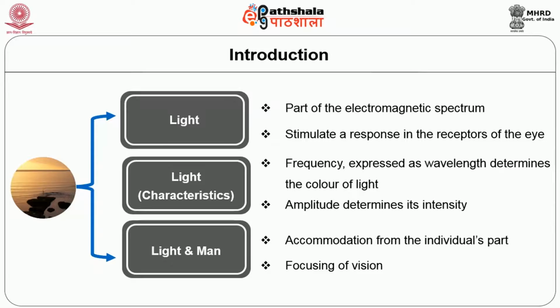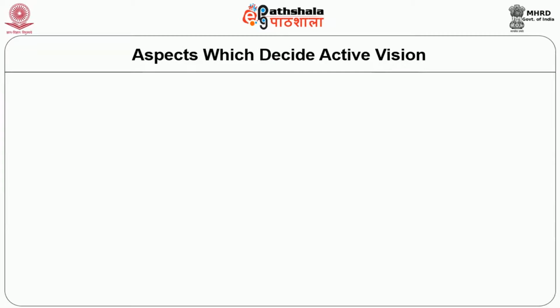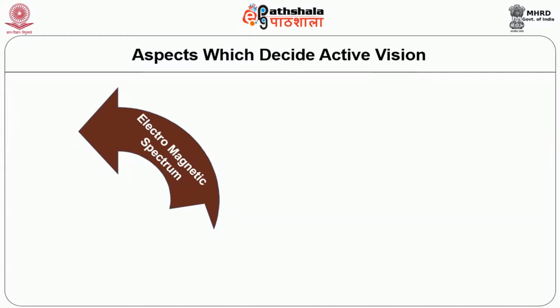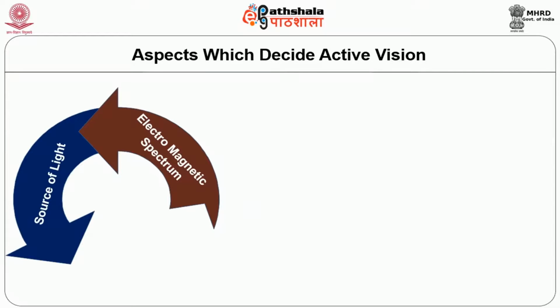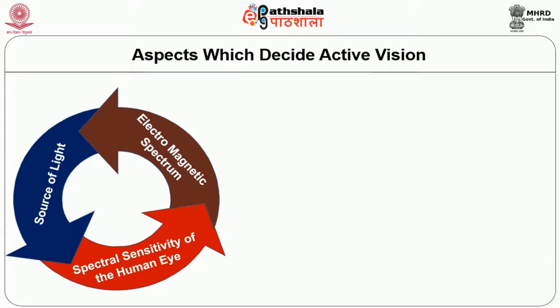In such circumstances, the designer should be aware of what lighting is provided and the satisfaction the user derives out of it. This is all the more important because a few major aspects decide active vision in human beings. What are they? Aspects which decide active vision are three, which decide exactly the method of vision that we have. They are electromagnetic spectrum, source of light, and the spectral sensitivity of the human eye.